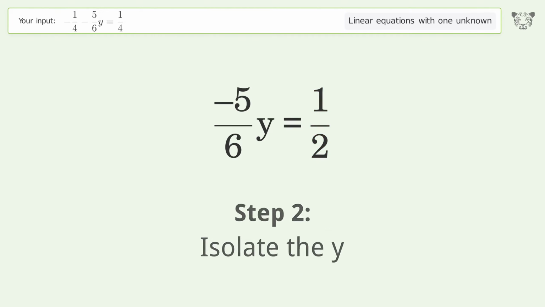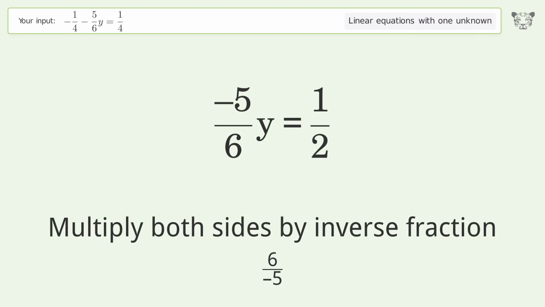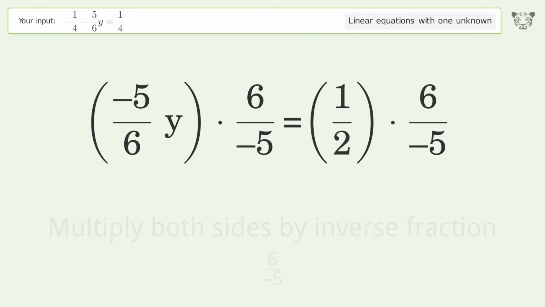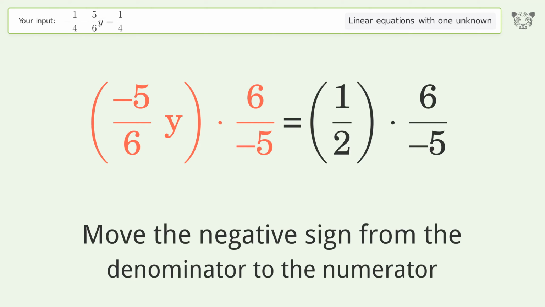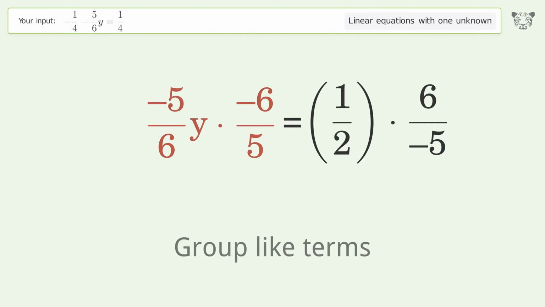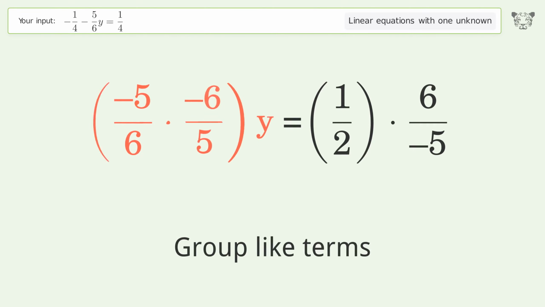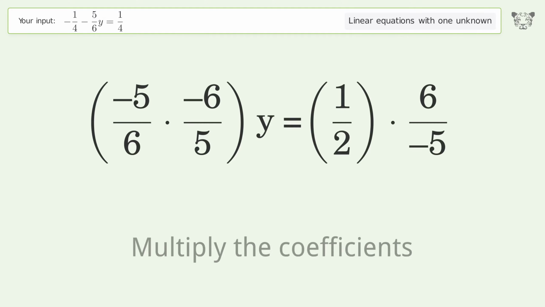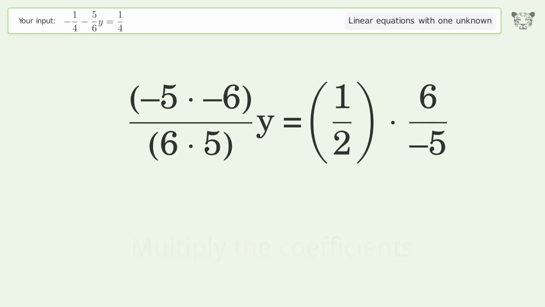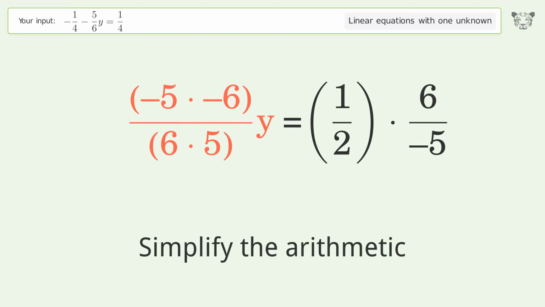Isolate the y. Multiply both sides by inverse fraction 6/5. Move the negative sign from the denominator to the numerator. Group like terms. Multiply the coefficients. Simplify the arithmetic.